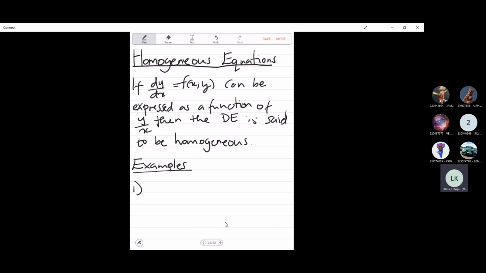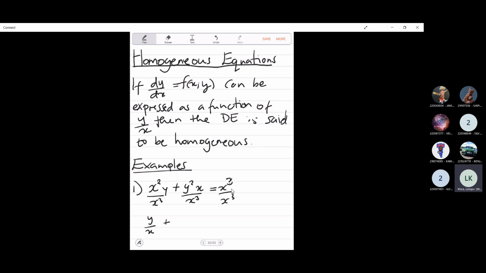The first one is this one. We have x squared y plus y squared x is equal to x to the power of 3. So looking at this one, it might not be obvious, but what you can do is divide everything by x to the power of 3. So if I divide this by x to the power of 3, x to the power of 3 divided by x to the power of 3, here I will get y over x plus y squared over x squared is equal to 1.